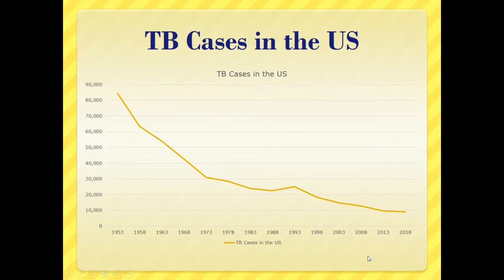So this is tuberculosis cases in the United States from 1953 to 2018, and you can see we've gone from about 85,000 down to less than 10,000.